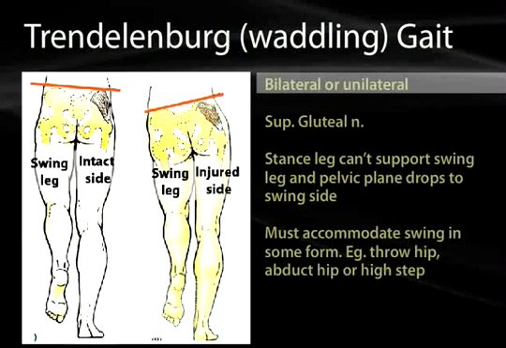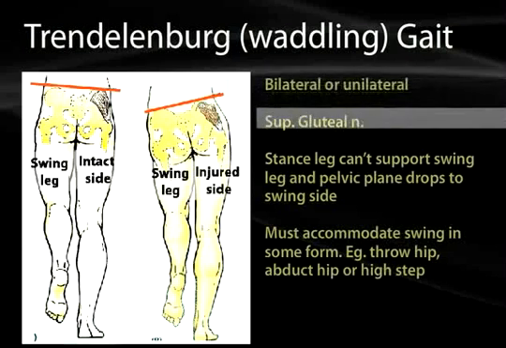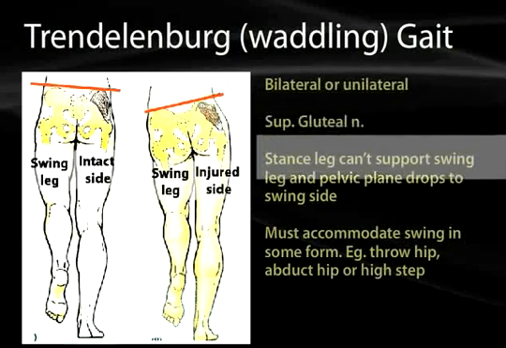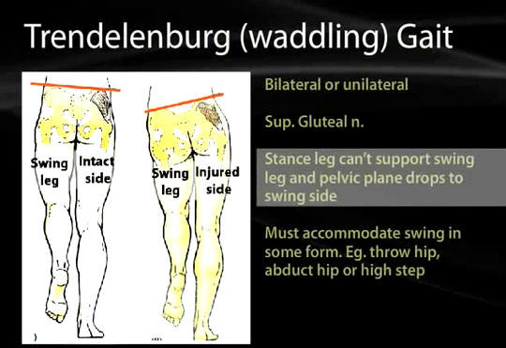This slide will show us a little bit more about the Trendelenburg gait because it's very important that you understand this. It's tested fairly commonly. The waddling gait is a result of bilateral or unilateral superior gluteal nerve denervation, and the stance leg essentially cannot support the swing leg to maintain a flat pelvic plane. Therefore, the swing side drops, and that ends up having to swing the hip out or throw the body to the side in order to clear the swing leg through the ground.